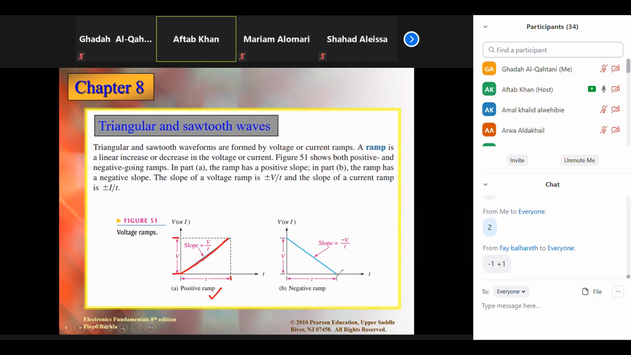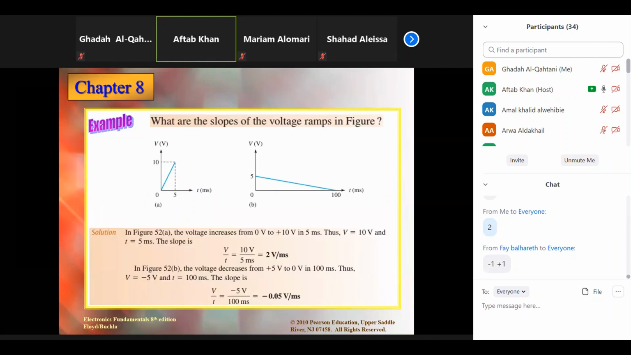Now the negative ramp, it is decreasing. So the formula for the slope is the same, with a minus. Why minus? Because it is decreasing from the highest value with time. So minus V/T is applicable for both voltage or current ramps. This is the triangular and sawtooth waveforms and their ramps. Here we can also ask, what are the slopes of the voltage ramps given in the figure? You know that it is a positive ramp as the value is changing from here to here.